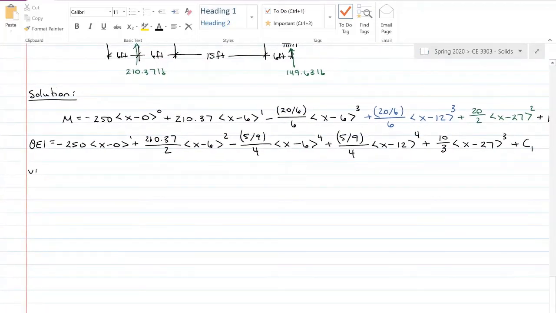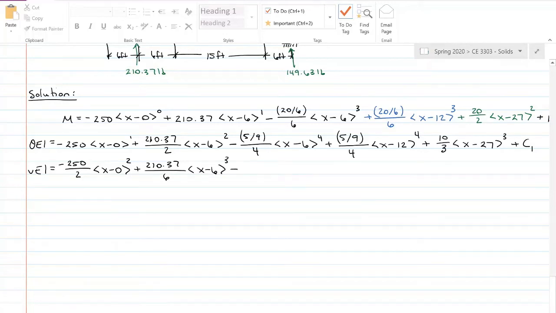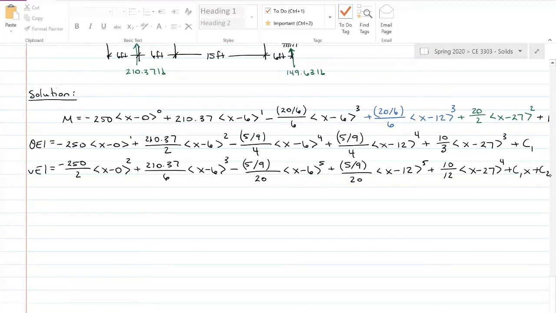Moving on, VEI is equal to negative 250 divided by 2 times x minus 0 squared plus 210.37 divided by 6 times x minus 6 cubed minus 5/9 divided by 4 times 5, which is 20, x minus 6 to the fifth plus 5/9 divided by 20, x minus 12 to the fifth plus 10/3 divided by 4, so that's 10/12, x minus 27 to the fourth plus C1x plus C2. Ooh, got it all crammed in there.